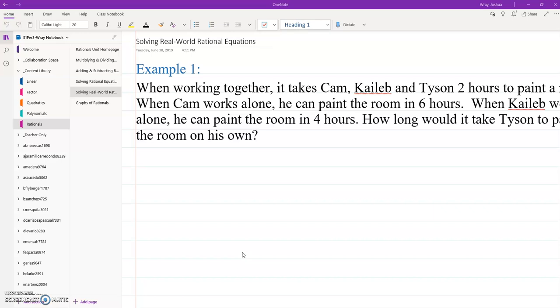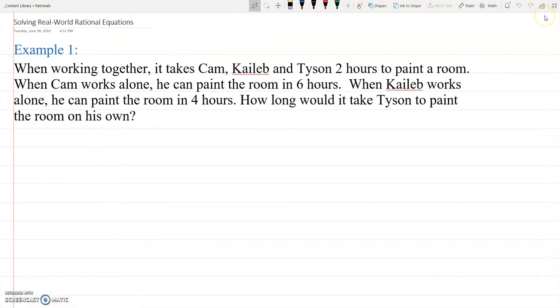Today's lesson is called Solving Real-World Rational Equations. All right, so I don't want to insult you by reading to you, but I'm just going to read it out loud anyway. We are dealing with painting a room today.